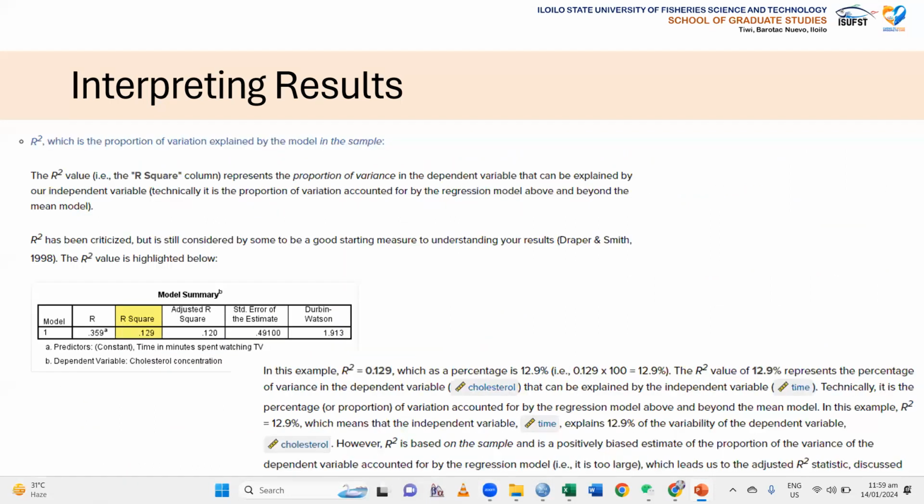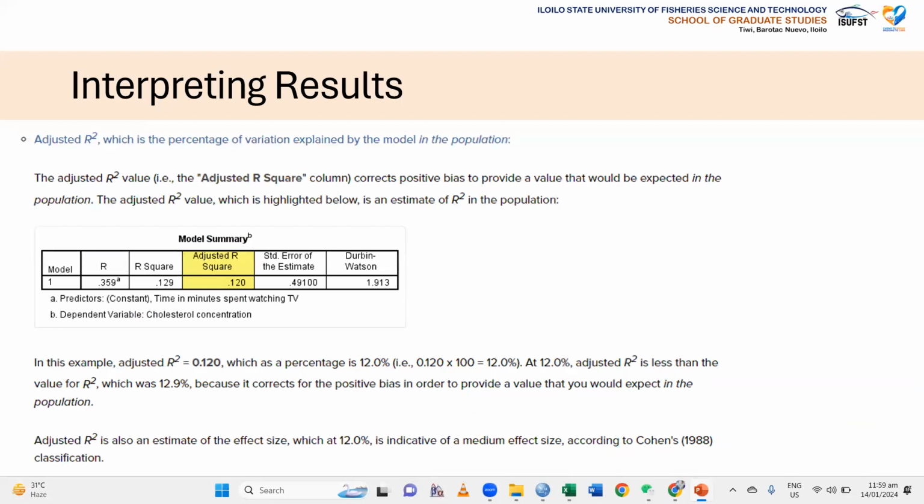Okay, we have this one also earlier. I also explained your R squared. Normally, we do report usually the R squared only. But for the adjusted R squared, it is the percentage of variation explained by the model in the population. The adjusted R squared corrects the positive bias to provide a value that would be expected in the population. The adjusted R squared value, which is in yellow there, is an estimate of R squared in the population.